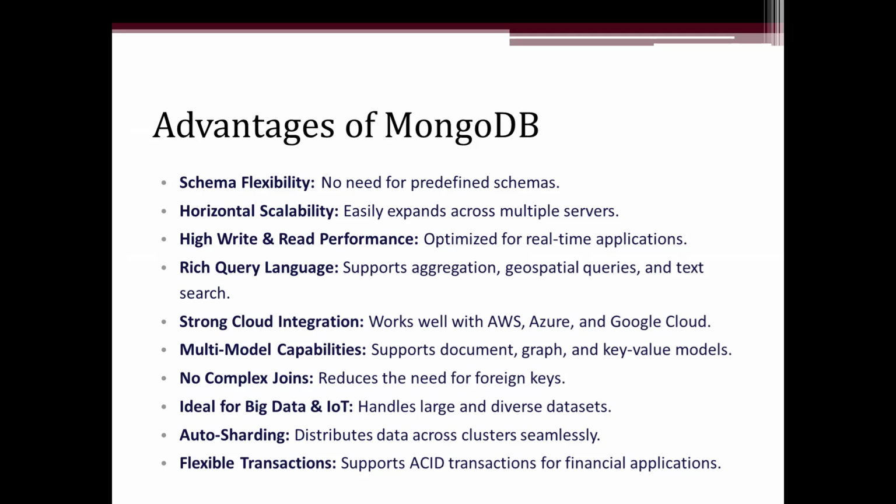It has multi-model capabilities because it supports document, graph, and even key-value models. It does not have complex joins, which reduces the need for foreign keys. It is ideal for big data and IoT applications and also for auto sharding, which distributes data across clusters seamlessly. It supports ACID transactions for financial applications.